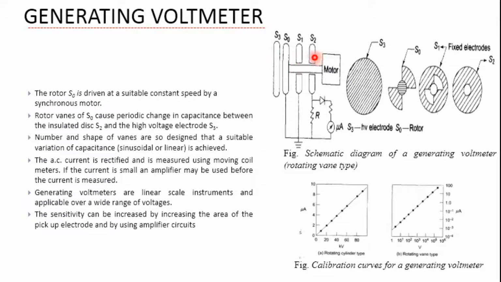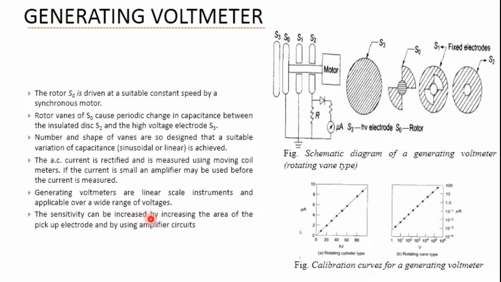The shape and the number of the vanes of S0 and S1 are designed in such a manner that the variation of the capacitance will be sinusoidal. The current is rectified and measured by a moving coil meter. Some amplification is required across the R value before it is measured, because the value of the current you are getting is very small.